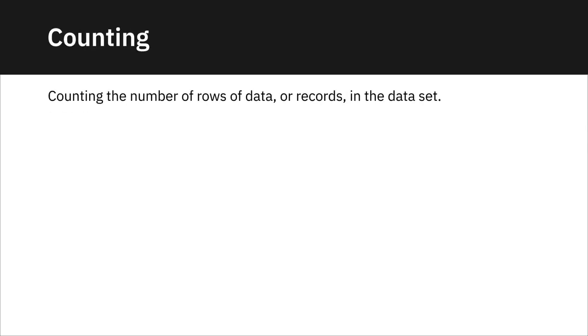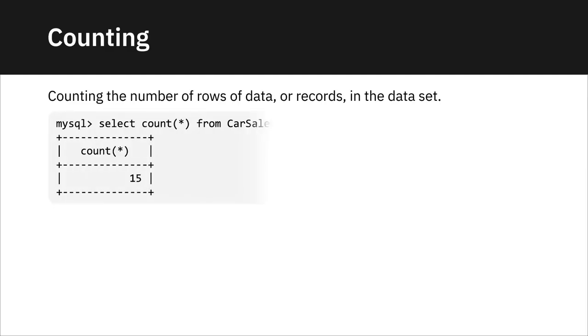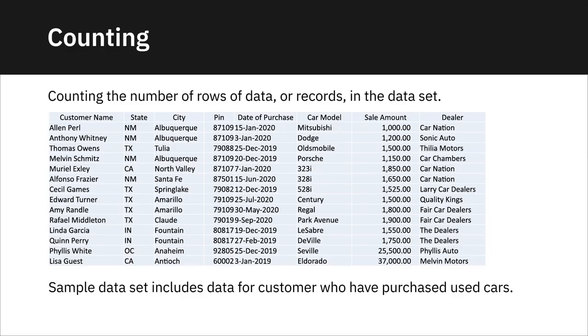Something very basic that you do when you start with a dataset for analysis is to take stock of how much data you have. In SQL, for example, you can use the count function to count the number of rows or records you have in your dataset. The sample dataset that you now see on your screen includes data for customers who have purchased used cars. In this dataset, there are a total number of 15 records.